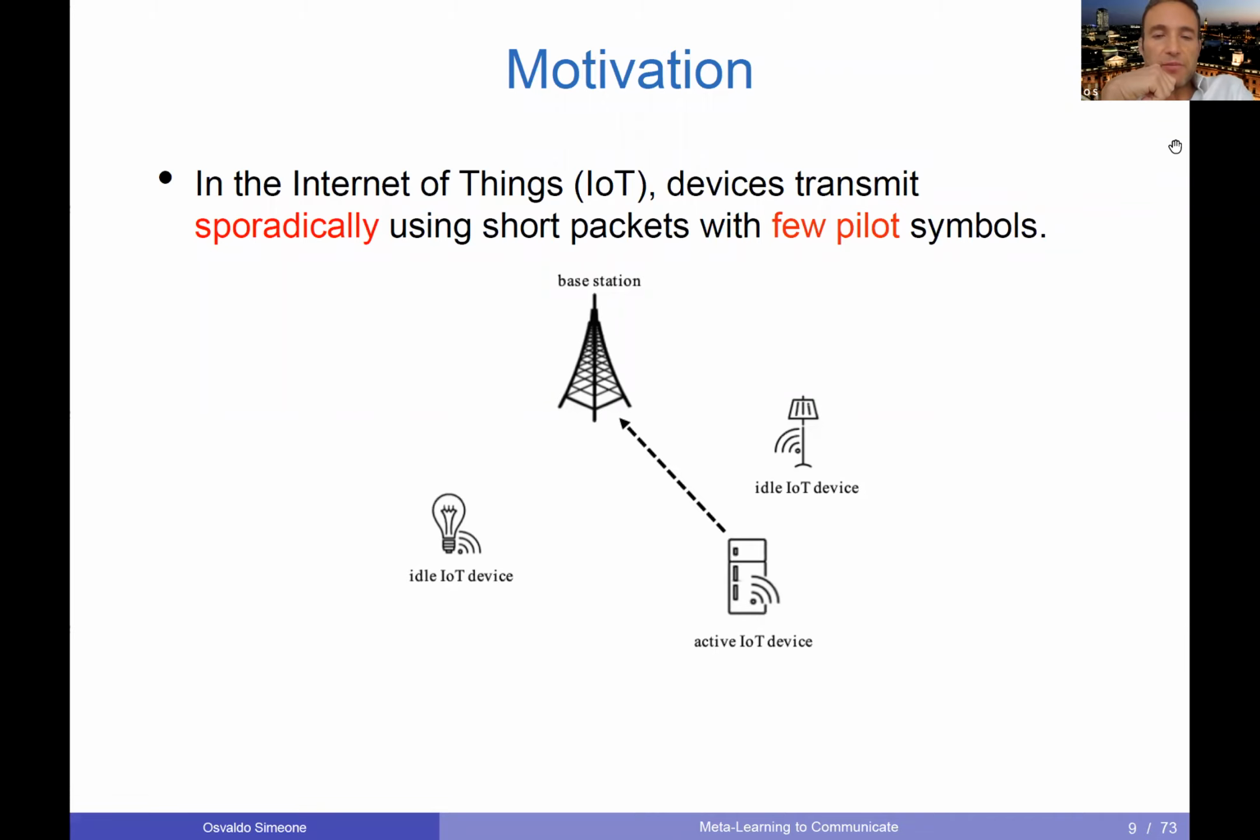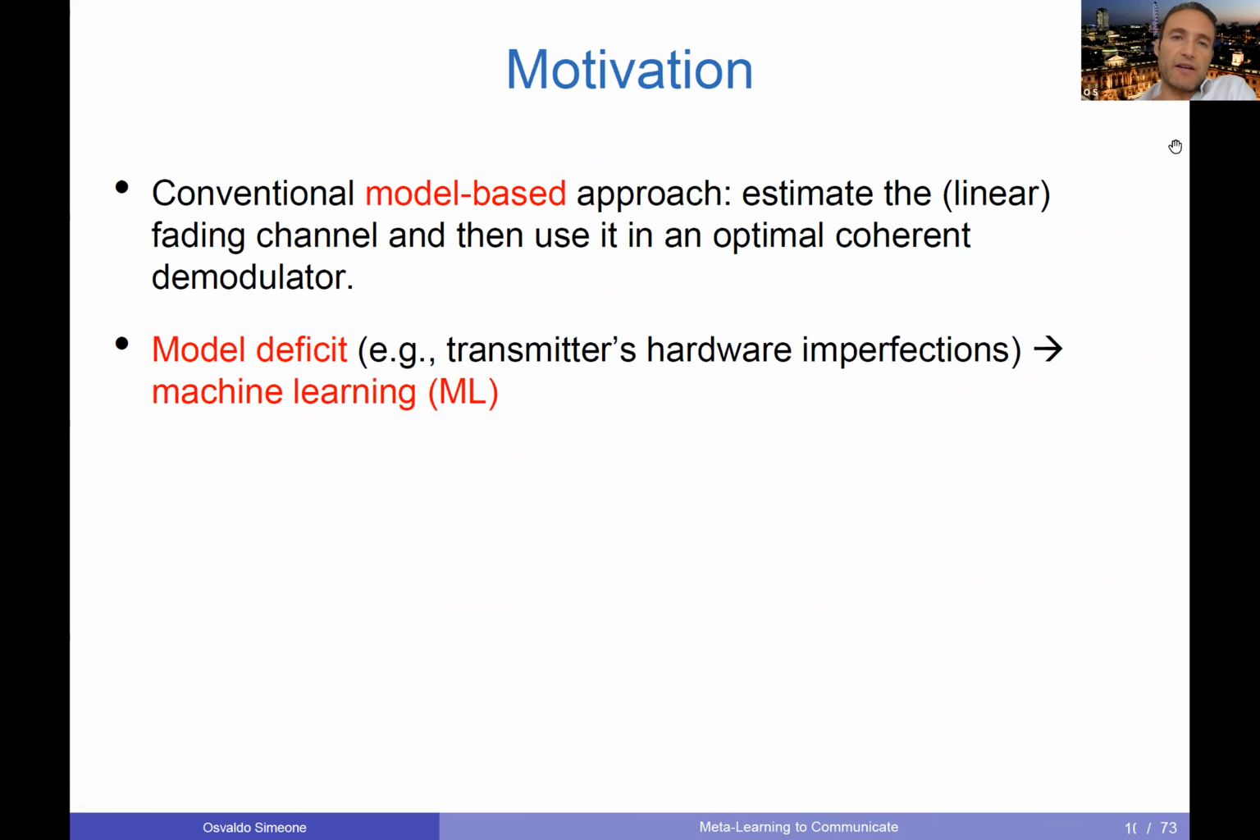And so to exemplify the first type of situation, where we have a model deficit, consider a case where we have IoT devices communicating to a base station, sending short packets, sporadically maybe. And so each packet has just a few pilots. And these pilots are typically used in a conventional, model-based design approach. These pilots would be used to identify the parameters of a model that would describe the propagation between transmitter and receiver. So we would trust the validity of this model. We would use the pilots to estimate the parameters of the model, and then we would design optimally a decoder or a demodulator that relies on the validity of that model.